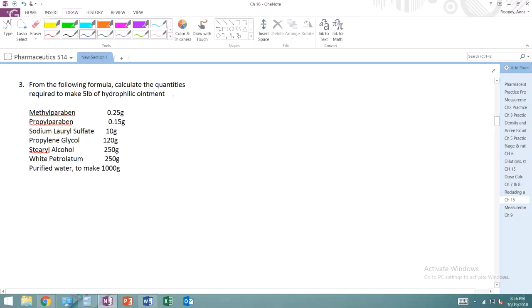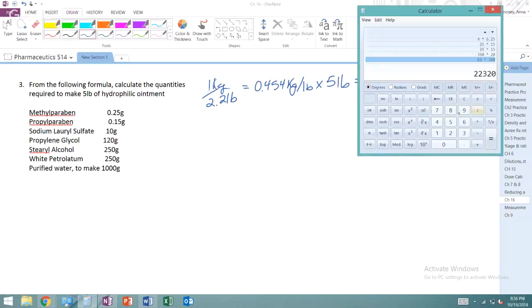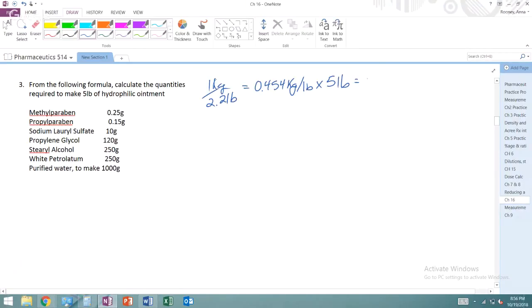So we want to first figure out our ratio. So 1 kilogram divided by 2.2 pounds will find you how many kilograms per pound, which is 0.454 kilograms per pound. Then you multiply that by 5 pounds. So 454 times 5, which is about 2270 grams, or 2.27 kilograms.